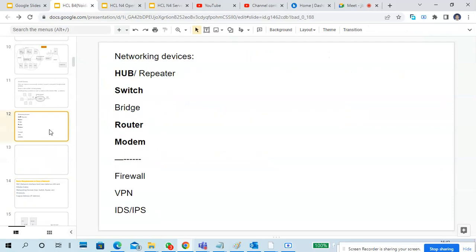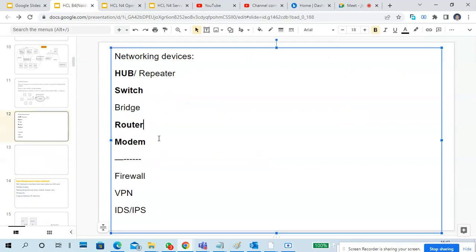In a network, we use different types of networking devices. Very important devices are hubs, switches, bridges, routers, and modems. The networking devices: hub, switch, router, then modem. Bridge is optional, repeater is optional. Not very, very important.